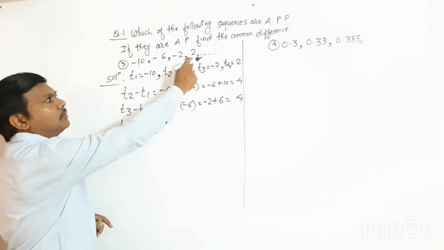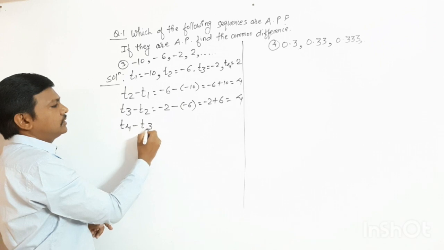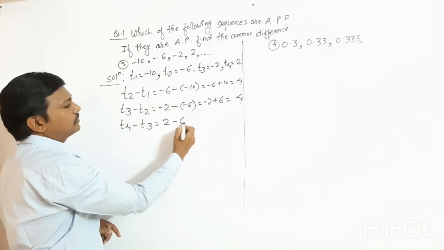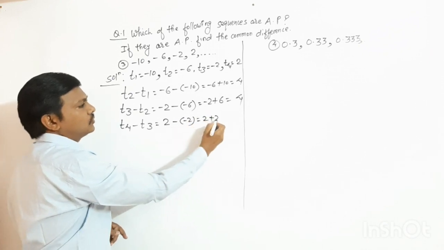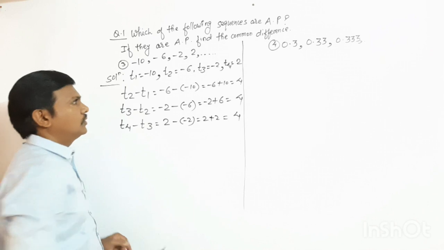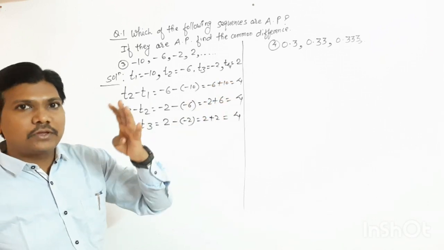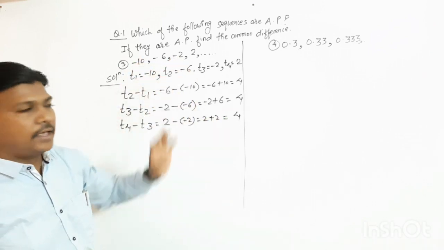Then fourth term minus third term means T4 minus T3. So fourth term is 2, then minus minus 2. So the sign changes, and it is 2 plus 2, that is 4. So again see the common difference between two consecutive terms, that is 4, means it is constant. So it is an AP.